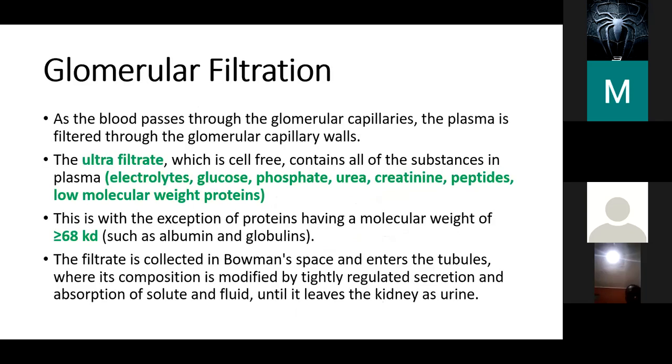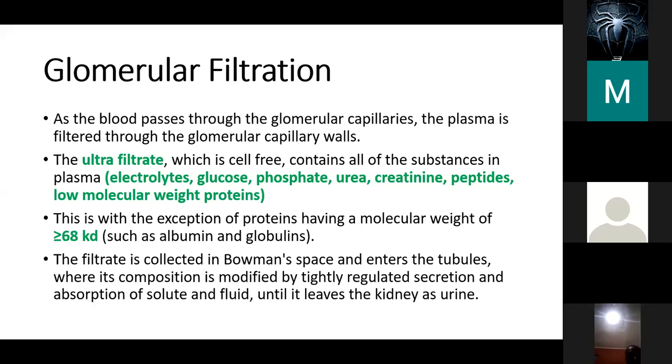So let's look at physiology. As the blood passes through the glomerular capillaries that we just looked at, the plasma will be filtered. And like I said, it's like a sieve. So this ultrafiltrate, which is filtered through the sieve, is cell-free. The holes are big enough to keep the cells, so the cells will stay, and then the ultrafiltrate will come out. And this ultrafiltrate contains all the substances in the plasma.